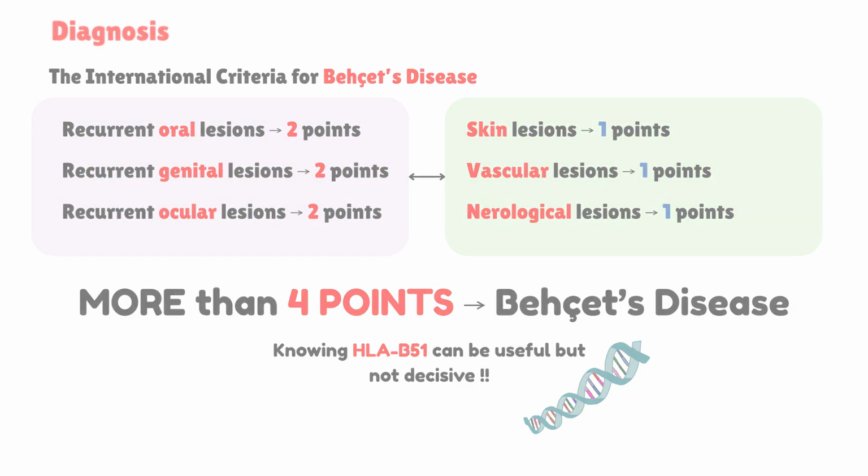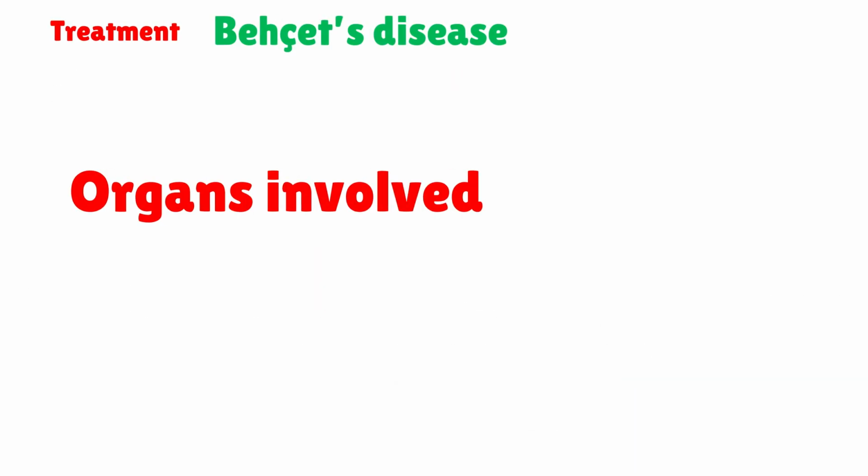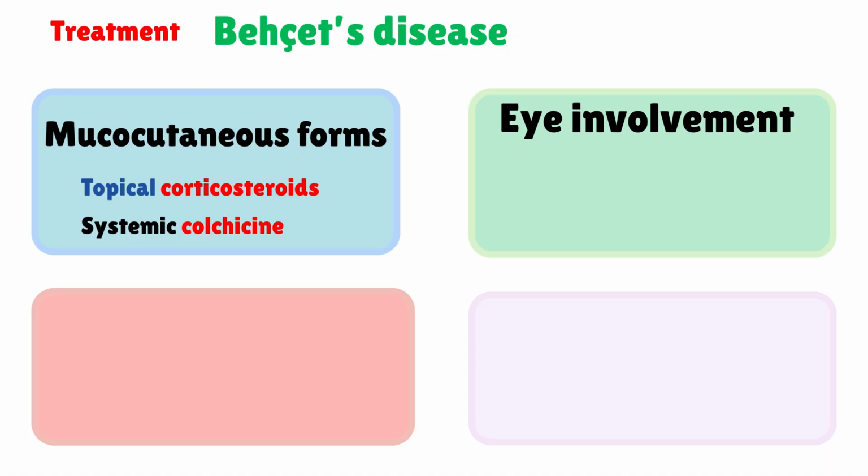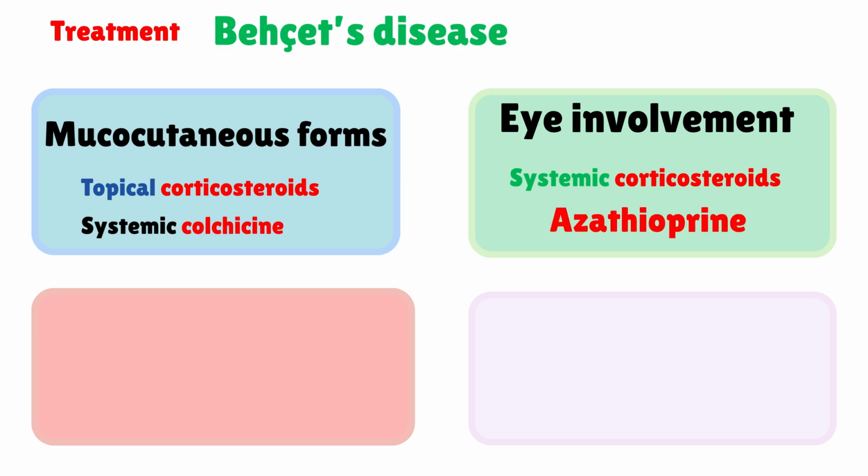Once the diagnosis is considered, treatment is guided by the organs involved and the severity of disease activity. In cases where the disease is limited to mucocutaneous, topical corticosteroids and systemic colchicine are often sufficient to control inflammation. When the eyes are threatened, particularly in situations of uveitis or retinal vasculitis, urgent therapy with systemic corticosteroids becomes essential, and this is typically combined with an immunosuppressive agent such as azathioprine to achieve durable control.